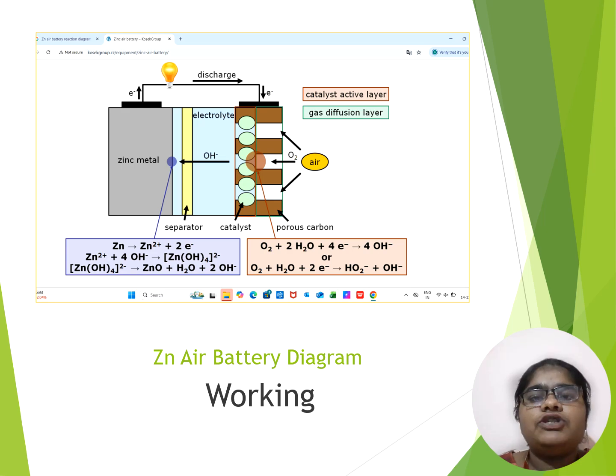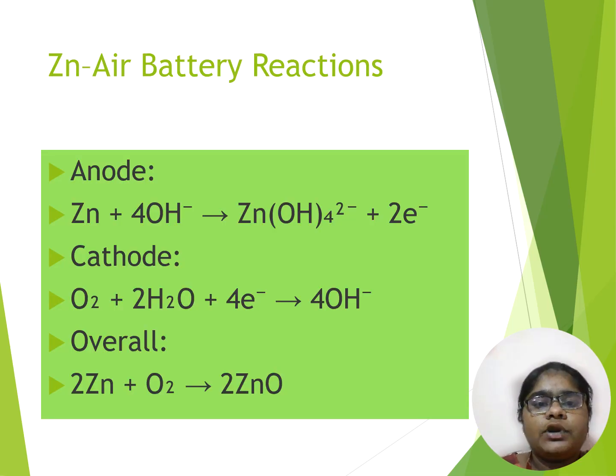This is the diagram of the zinc air battery. At the bottom, you can see some equations. The reactions are: at the anode, zinc reacts with 4 moles of hydroxide ions to form zinc hydroxide, releasing 2 electrons. At the cathode, oxygen reacts with water and 4 electrons to form 4 hydroxide ions. The overall reaction produces 2 moles of zinc oxide. The anode and cathode equations are balanced.